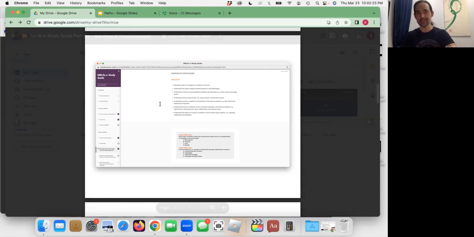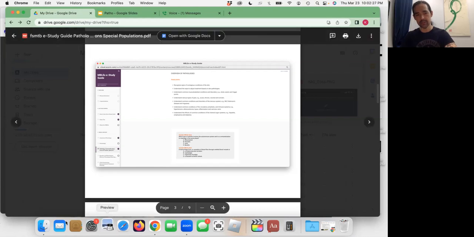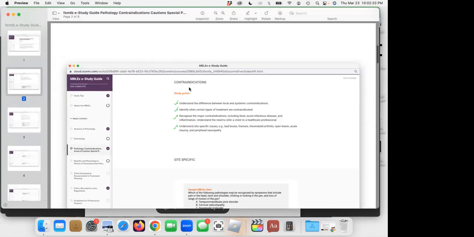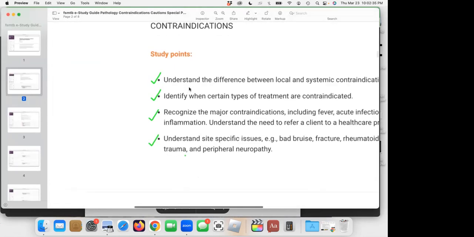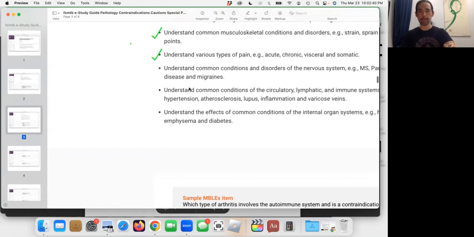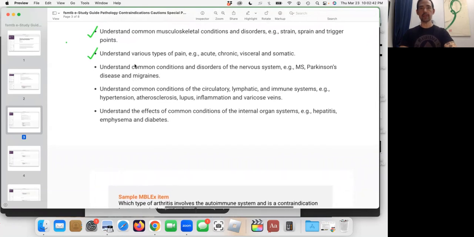Okay, so anything that doesn't have a green check mark by it, you just make sure that you study, right? So for example, if you go to understand common conditions and disorders of the nervous system, multiple sclerosis, Parkinson's disease, and migraines, just go to Google and type in multiple sclerosis and read about causes, symptoms, and management.